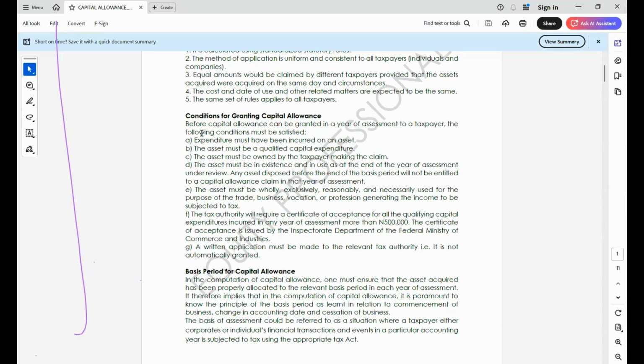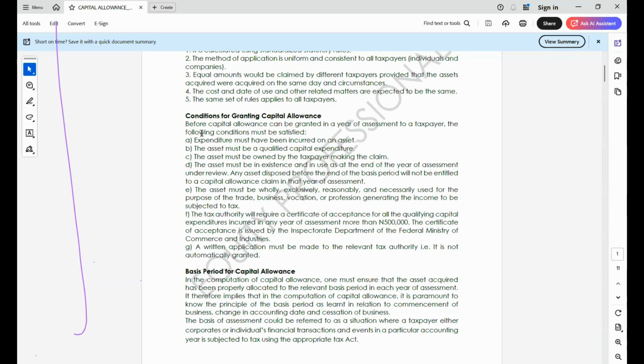Where the asset is borrowed or is just temporary usage, or is on rent, you cannot claim a capital allowance. You have to be the owner of the asset before capital allowance can be claimed on that asset.